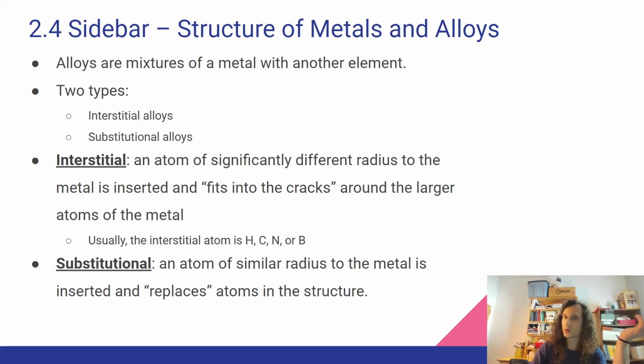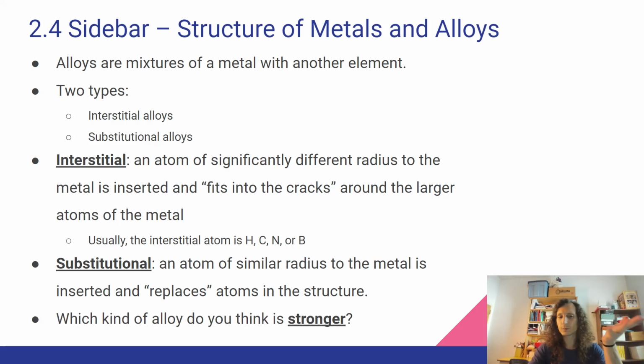When we have a substitutional alloy, this is where the atom you're inserting is basically the same radius as the primary metal. And so it can basically substitute and replace certain atoms within that primary metal. So what do you think? Pause the video for a second. What do you think between these two would be a stronger alloy?